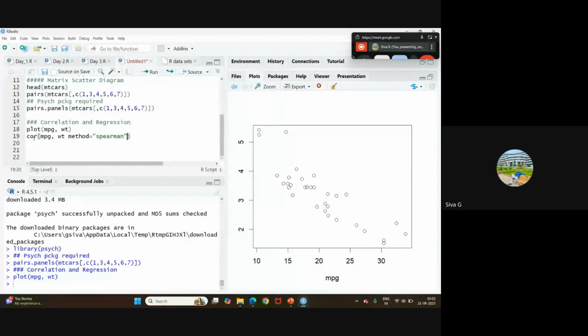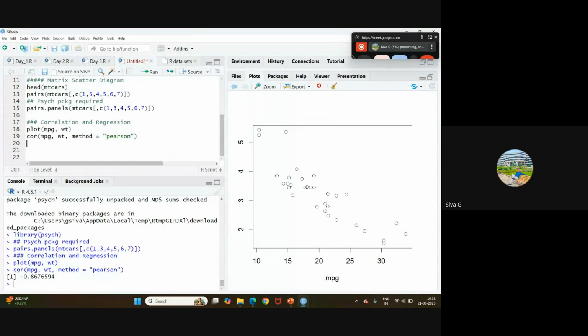Now these two variables are quantitative, numerical measures, so I'm not going for any type of method. By default it will go with Pearson. If you want, you can mention method equal to Pearson. Anything is fine, whether you mention it or not, by default this will go with Pearson. If you want to perform Spearman, then only you have to mention the method. Okay, run this one. What is the value we got?